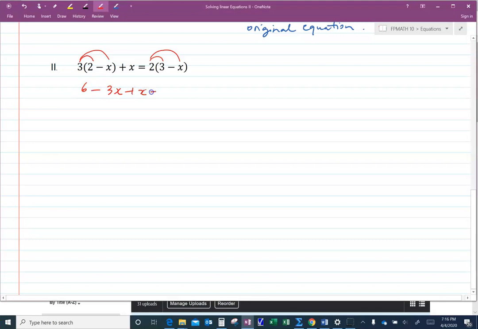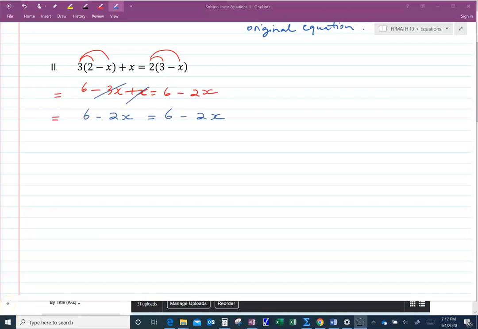So when you simplify the left hand side, you will end up getting 6 minus 2x, because there is a minus 3x plus x. You have to subtract these two x terms. That becomes minus 2x. And then on the right hand side, 6 minus 2x stays 6 minus 2x. Now we need to bring all the variables to the left hand side, and numbers to the right hand side. We'll just choose that. We can do either way, it doesn't matter.